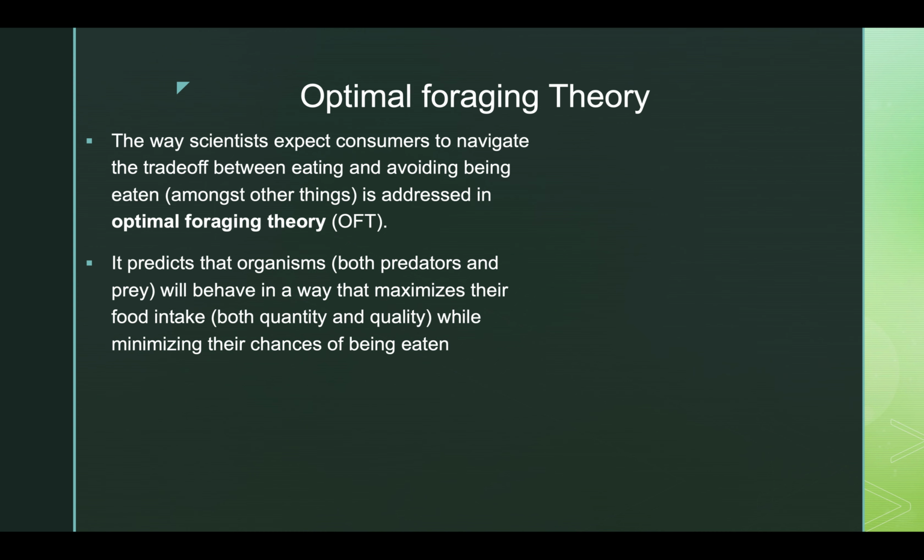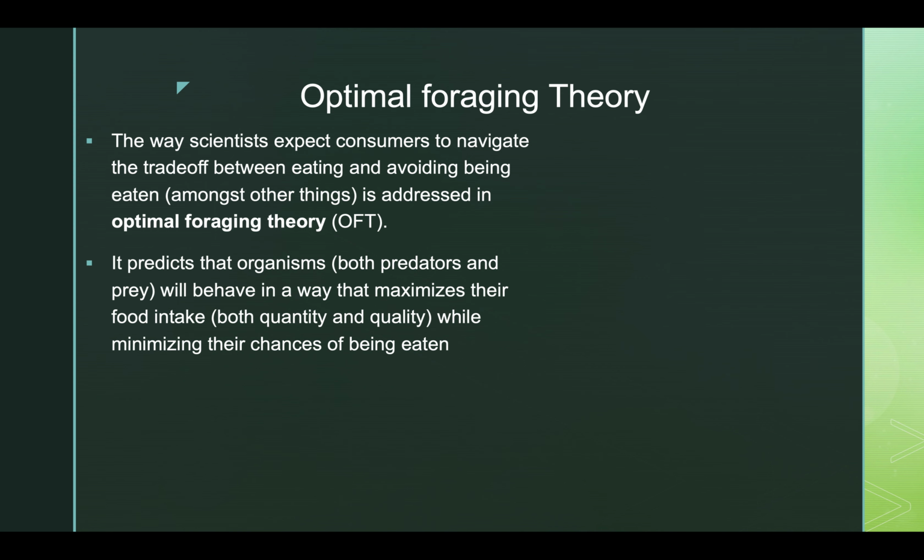So this all ties into a larger idea in ecology, which is the optimal foraging theory. This is a way that scientists have developed to describe how consumers navigate the trade-off between eating or foraging and avoiding being eaten. Essentially, optimal foraging theory is like finding that sweet balance between all those trade-offs. It predicts that organisms will behave in a way that maximizes their food intake while minimizing their chances of being eaten. And this sounds pretty straightforward, and it is.